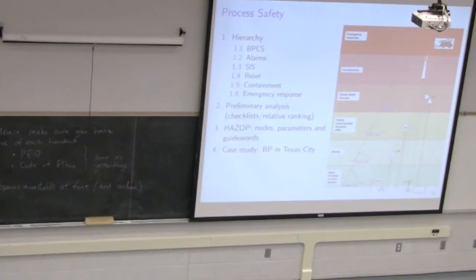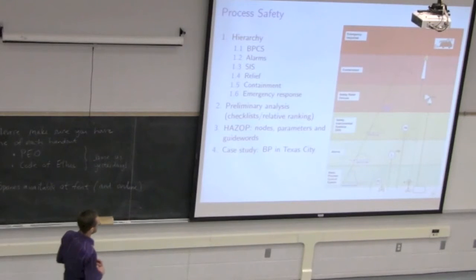Process safety was our next topic. We started that around Thanksgiving and considered it for about two weeks or so, where we looked at the hierarchy of the six layers. We focused a lot on layers 1, 2, 3, and 4. We then looked at hazard and operability studies. Just prior to that, we looked at some relative rankings and checklists. And then hazard and operability studies, and you saw that again in your final project. You considered those parameters and guidelines.